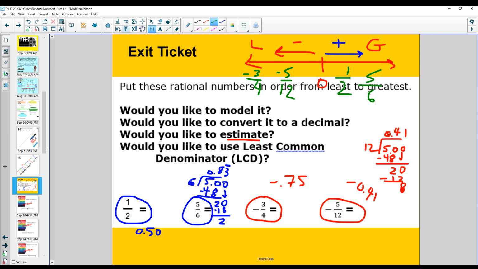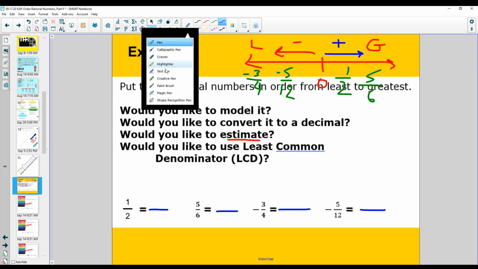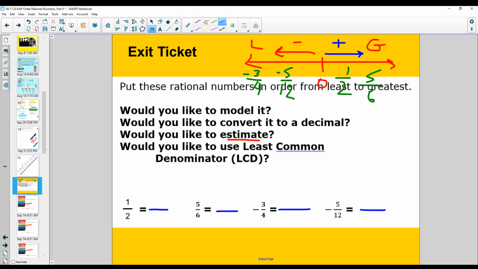Another way you could have done it, I'm going to erase all this right here, is least common denominator. Did anybody try that way? I sometimes think least common denominator is way faster. Let me highlight the denominators in case you forgot what they are. What do these denominators here all share in common? You said 12? That is great. How did I get 12? 2, 4, 6, 8, 10, 12; 6, 12; 4, 8, 12; and this is 12.